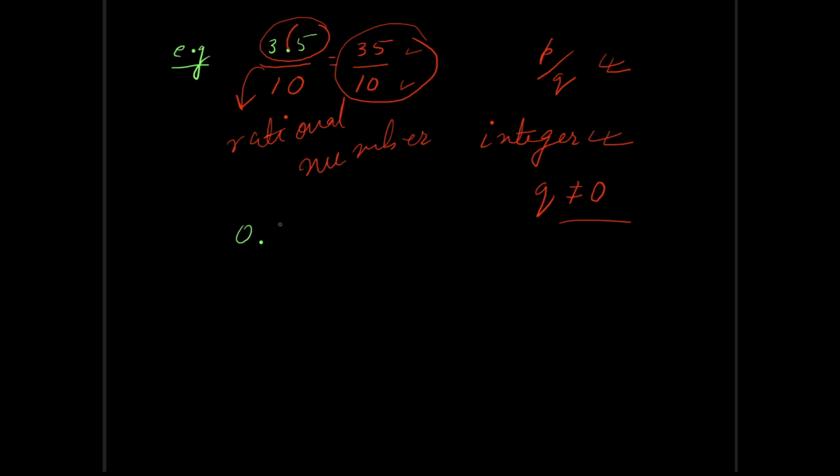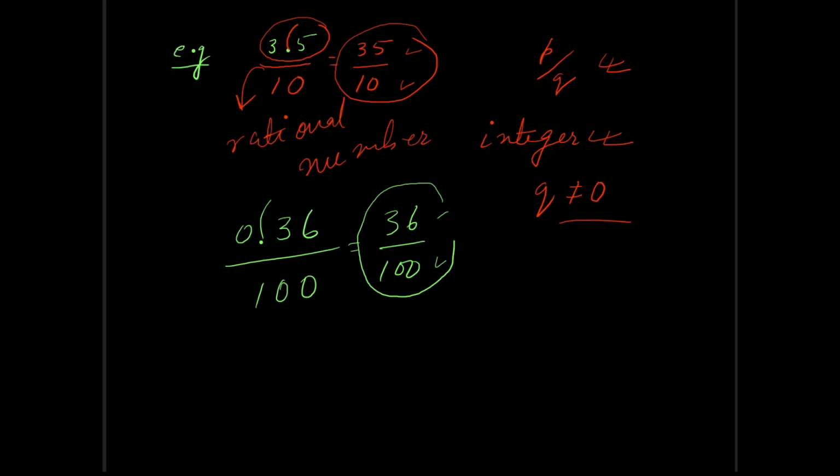What about 0.36? Is 0.36 a rational number? So let's check. The first condition, p by q. Right now this number is not in the form of p by q, but we can write it as p by q. How? We will omit this decimal and we will write 100 as denominator. This will be equal to 36 by 100. So now this number is in the form of p by q, and we have both p and q as integers, 36 and 100, and q is equal to 100, which is not equal to 0. So 36 by 100, or say 0.36, will also be a rational number.